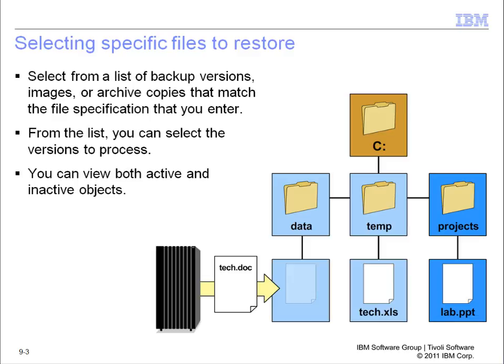You can select which copies you're going to restore. Then you're going to also have the ability to restore inactive objects. By default, only active objects are shown. So with the command line, you're going to have to tell it that you want to see the inactive objects. Same with the GUI. There's a way you can tell it, show me everything. This way you can go back in time. You can restore a file that was backed up several days ago, even though it has changed since then.